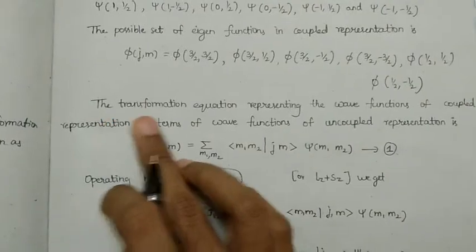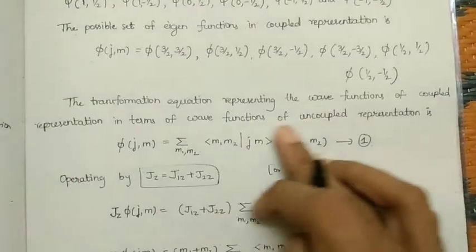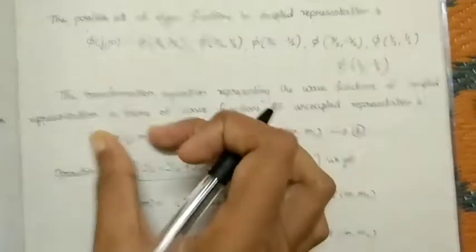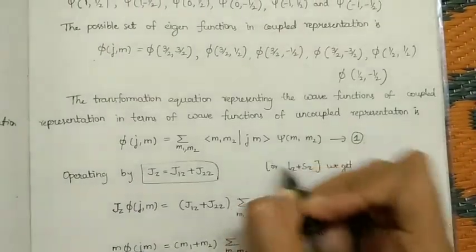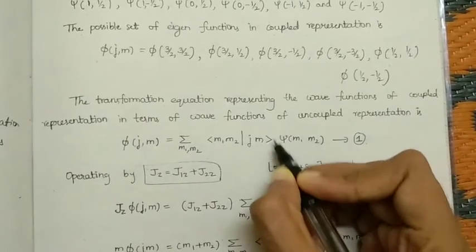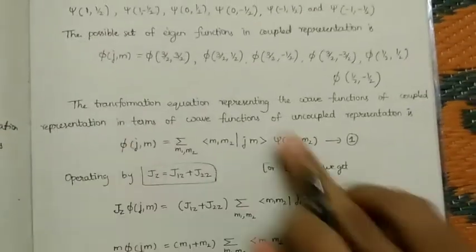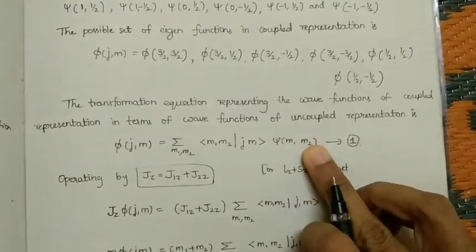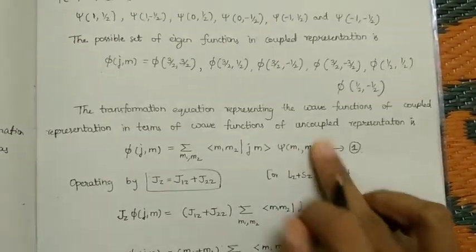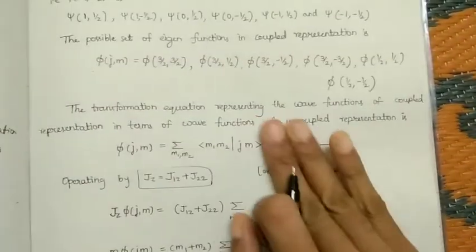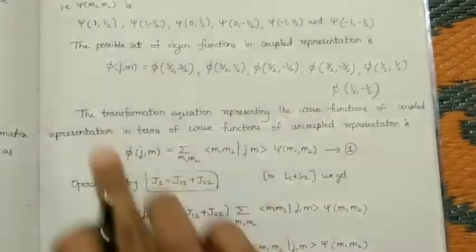Now the transformation equation representing the wave functions of the coupled representation in terms of the wave functions of the uncoupled representation is this. So this is the coupled form. What is getting transformed here is the uncoupled wave function, which is being transformed to the coupled form. The uncoupled form means we are having m1 comma m2, and the coupled form is j comma m. So this type of wave function is getting transformed to this kind of wave function. So this is the transformation equation.